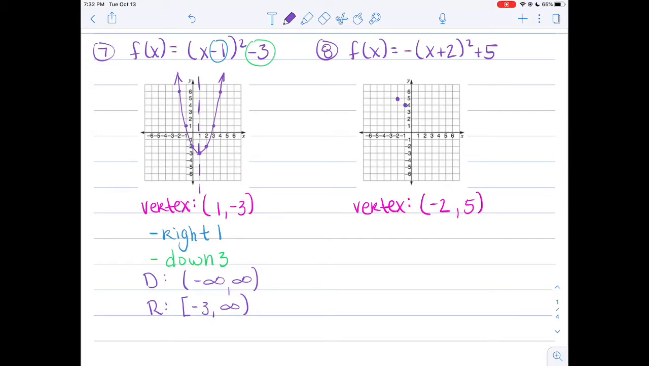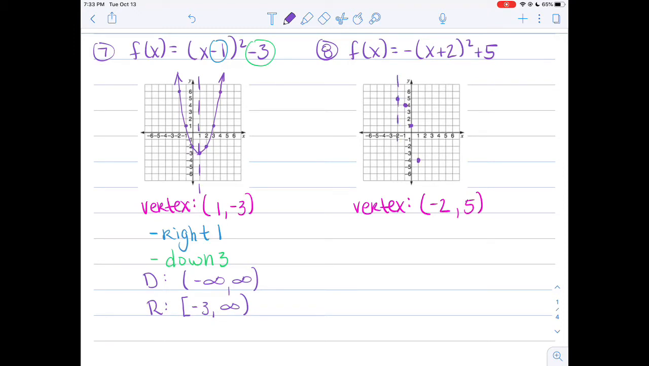If I plug in a 0 for x, then the parentheses becomes a 2. 2 squared is 4, and we take the negative, and then finally add 5. So negative 4 plus 5 is equal to a positive 1. So that's my next point. And I think I can squeeze in a fourth point here. If I go ahead and put a 1 in for x, I get 1 plus 2 is 3. 3 squared is 9, and I take the negative of it. Negative 9 plus 5 gives me a negative 4. So at 1, I can say that I'm at negative 4.